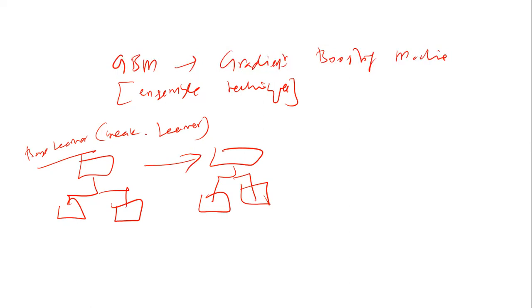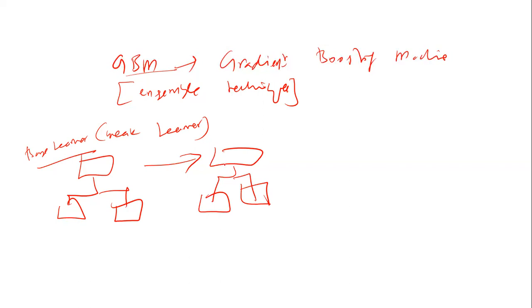The same way the gradient boosting algorithm works. It builds the trees sequentially. Unlike random forest, even in the case of GBM, gradient boosting machine, it creates multiple trees, but it doesn't create all the trees simultaneously or in parallel.